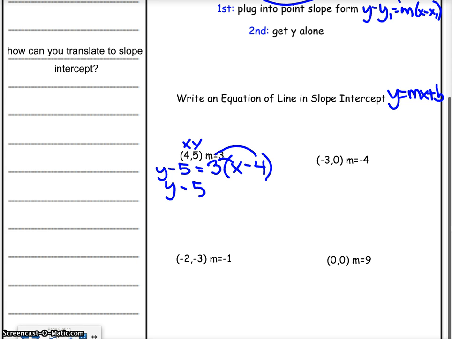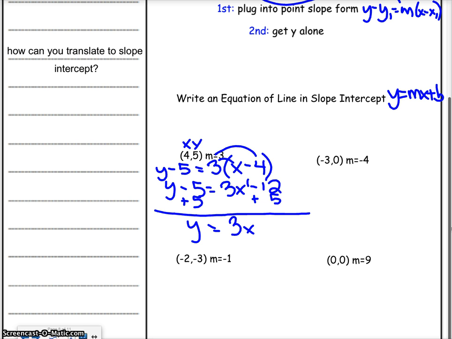y minus 5 equals 3x minus 12. And then what should I do with that 5? Right, add it. Now notice what I just did here. So I plugged it in a point slope, I distributed, and now I'm going to move that 5. y equals 3x, different signs, notice right here that's different, so I need to subtract them. So it's negative 7 minus 7. Now it's in slope-intercept form.